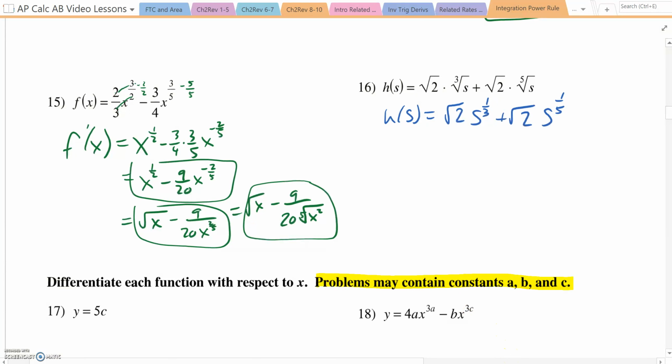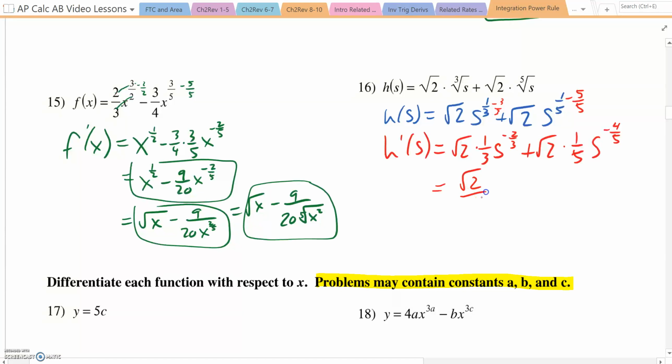All right, next up, let's switch it up. How about some red? H prime of s. We've got a coefficient out front of rad 2. Don't change it. Times 1/3 that comes down, s to the negative 2/3. I got that by subtracting 3/3. Next, I have a rad 2 times a 1/5, s to the subtract 5/5. That'll be negative 4/5.